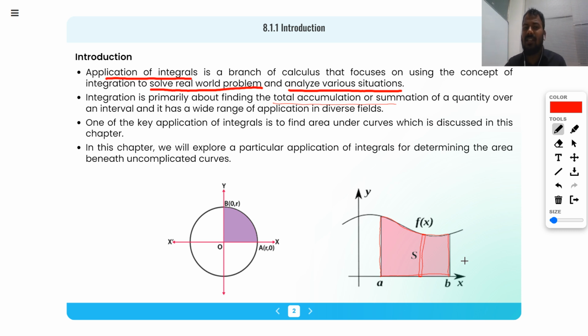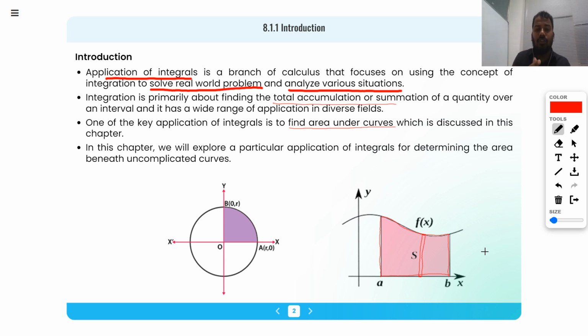Next, the main application is finding the area under the curve, which we are going to discuss in this particular chapter. In the next part, we are going to look completely into how to find out the area under any curve. Similarly, if you look into a circular section, you might know the area of the circle, where based on the triangle or trigonometry, you might be able to solve it.